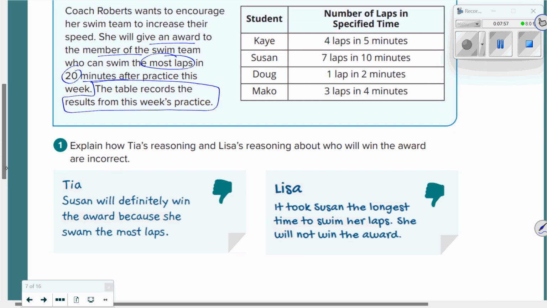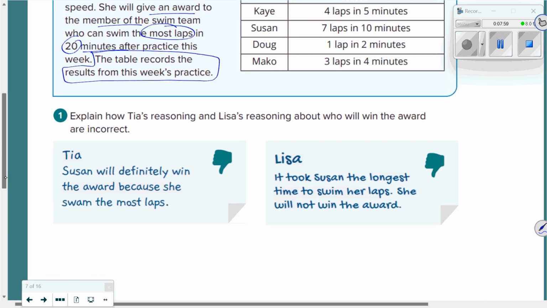Using the information in the table, I want you to explain how Tia's reasoning and Lisa's reasoning about who will win the award are incorrect. How do I know they're incorrect? Just by looking at them without reading anything. They both have a thumbs down, so I know they're both wrong. So as a table and using the chart at the top, discuss why they are wrong. What did each of them do incorrectly? Give you about 4 minutes and then we'll come back. Go for it.